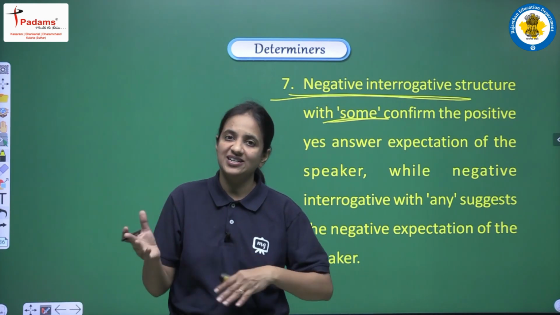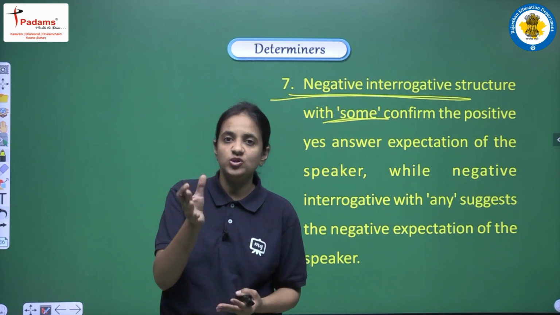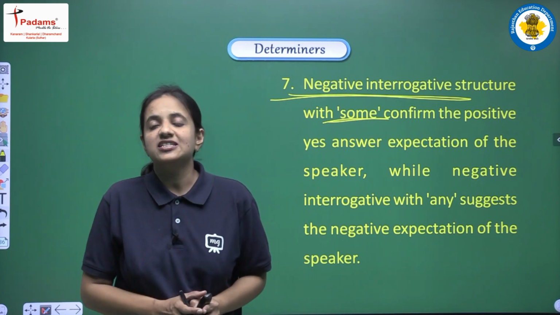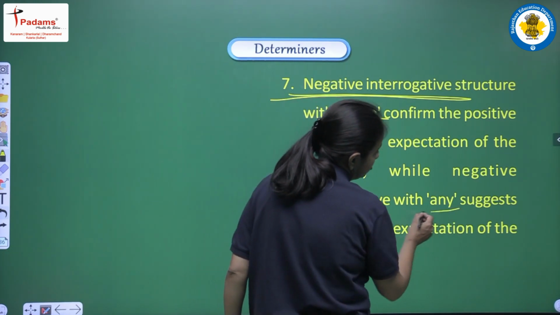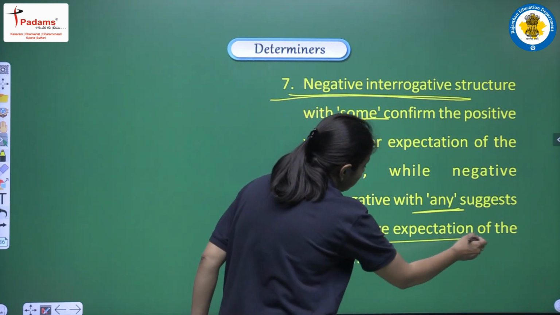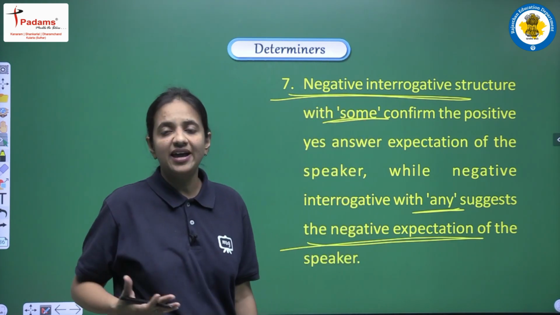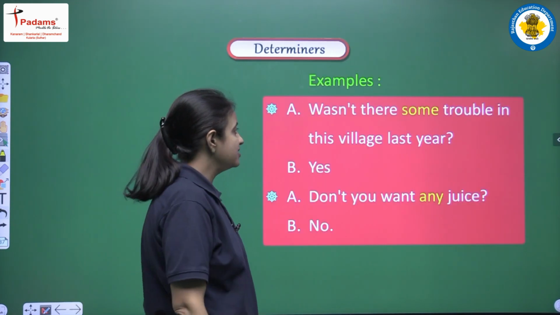If we are having negative interrogative structure and in that structure if we are using some, it means the speaker is expecting a positive reply. But if the speaker is using any, it means he is expecting a negative reply. He is expecting a reply that is in a no. So let's see the example of this thing.